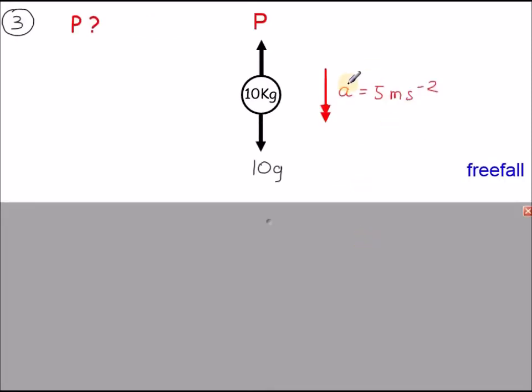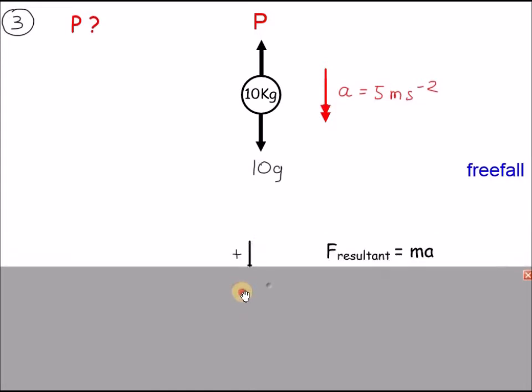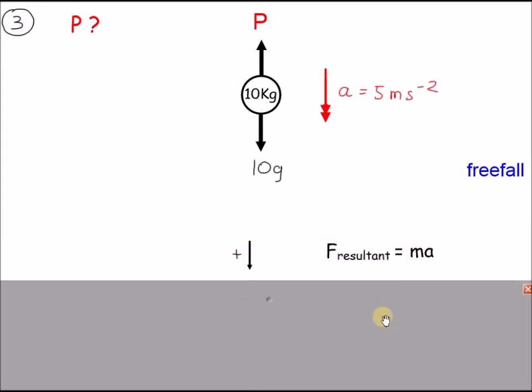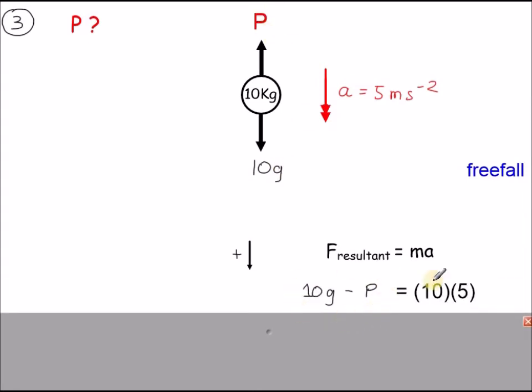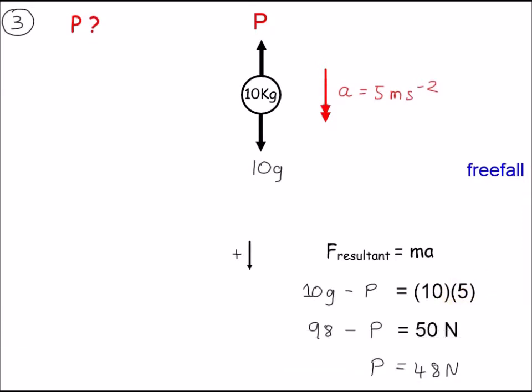Example 3. The acceleration is given, its magnitude and direction. So we have to work out the value of p. Downwards direction is positive, F equals ma. So 10g minus p is the resultant force, mass times acceleration. Now sometimes the acceleration value here can be a negative value because a is a vector. Now looking at my diagram, a is pointing downwards. I've taken downwards direction as positive, so that's a plus 5 here. And just solving, p is 48 newtons.